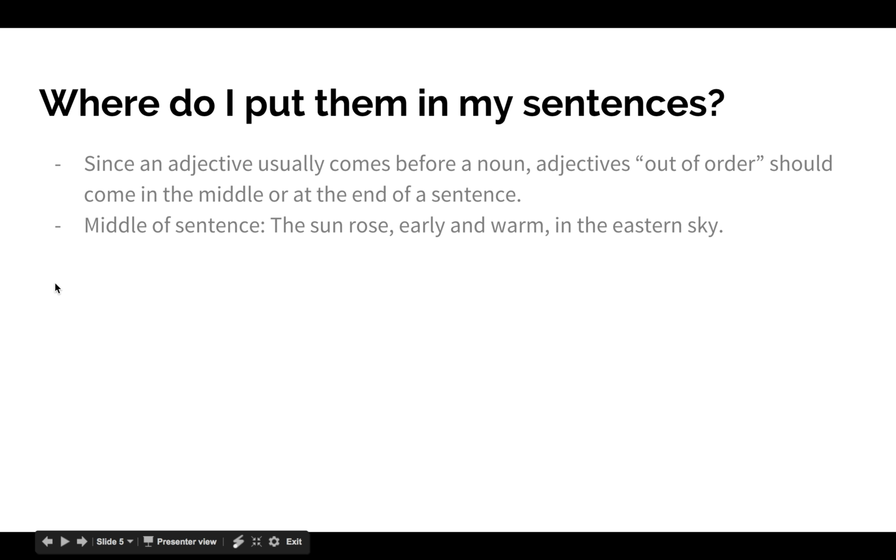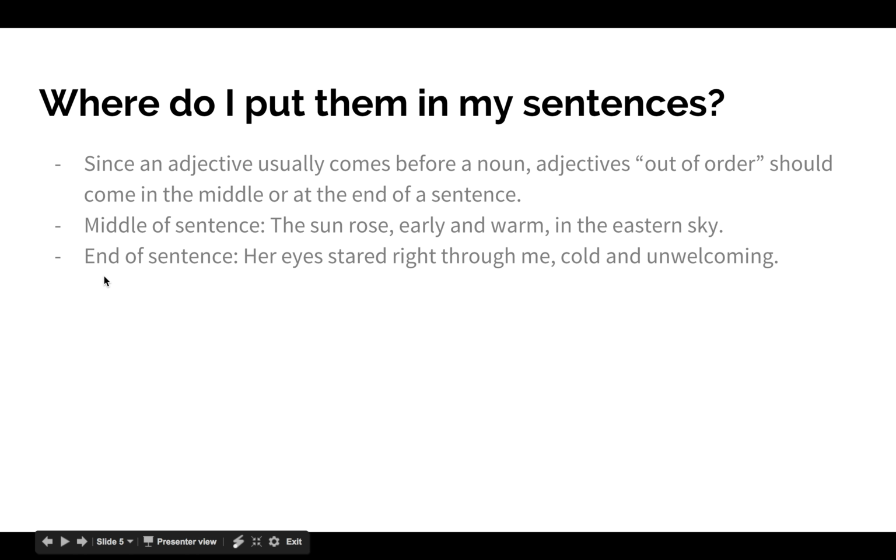So an example. The sun rose early and warm in the eastern sky. So instead of saying the early and warm sun rose in the eastern sky, we say the sun rose early and warm in the eastern sky. So you see how we separate the adjectives out of order right here in the middle of the sentence.